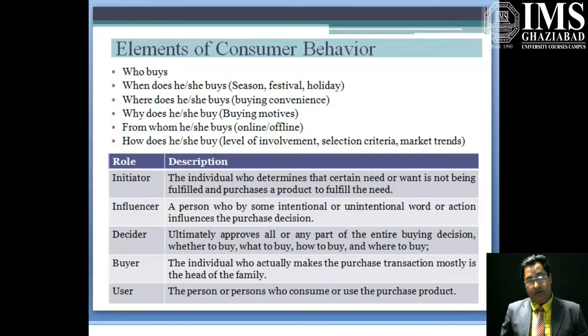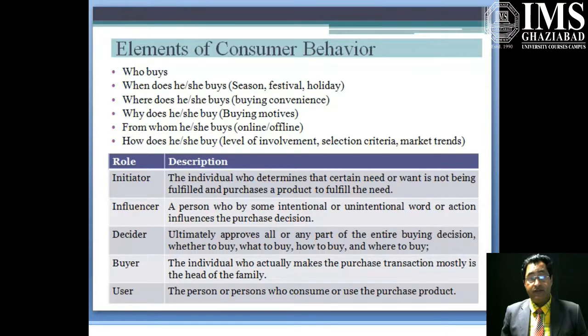So the five key roles are the initiator, influencer, decider, buyer, and user. When we say initiator, basically the initiator works as a gatekeeper. Anyone could take initiative regarding purchasing a particular product. Like suppose I see that my mother needs a smartphone and doesn't have one. I could talk to my father and say, Papa, there is a need of a smartphone for Mom, so please purchase a smartphone for my mother. Even my sister, even Mom herself, even my father, even a servant, anyone could play the initiator role. So the initiator is the individual who determines that a certain need or want is not being fulfilled and that purchasing a particular product will fulfill the need.